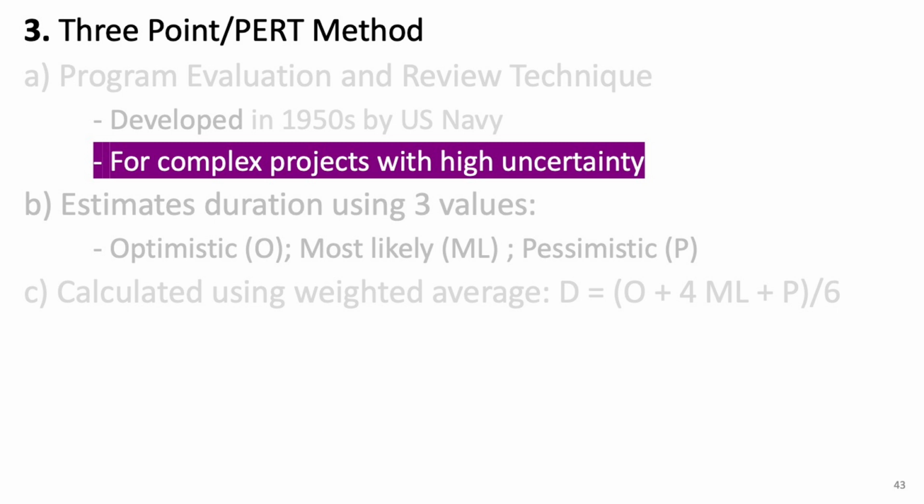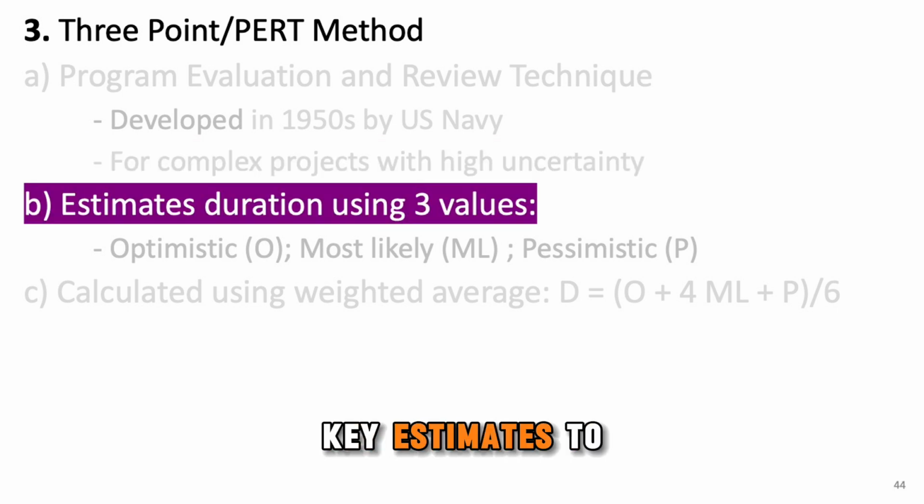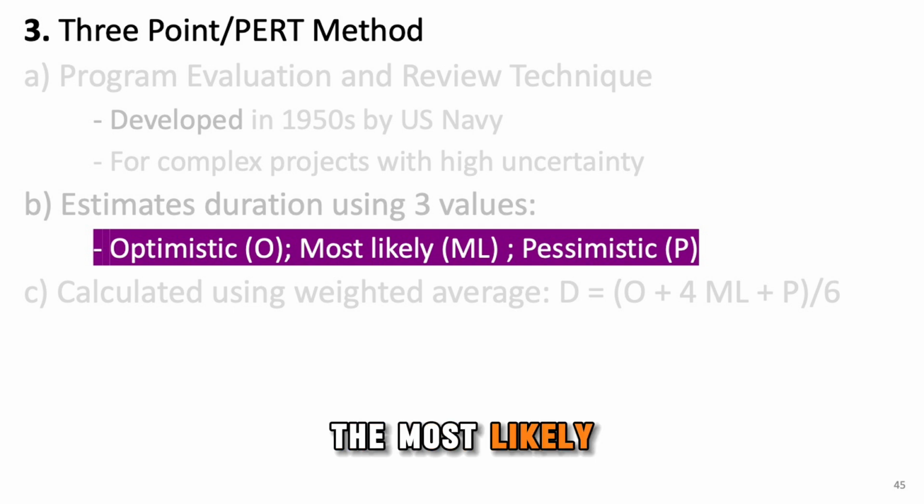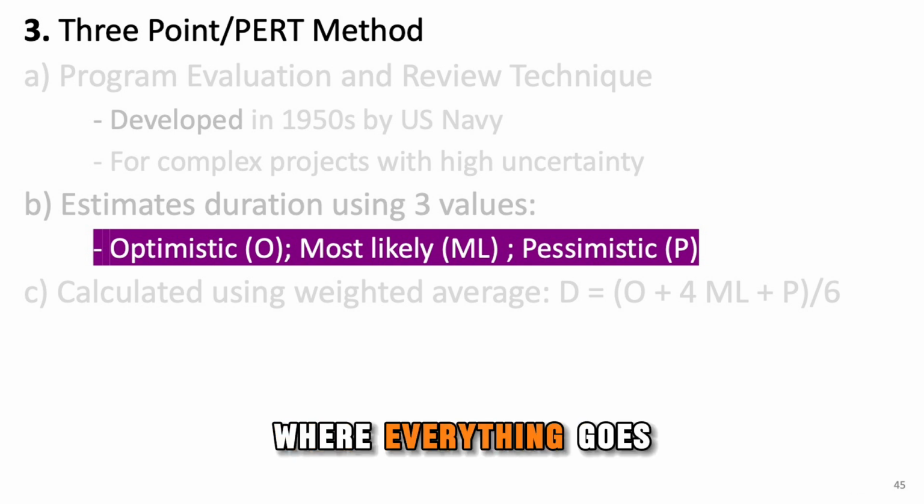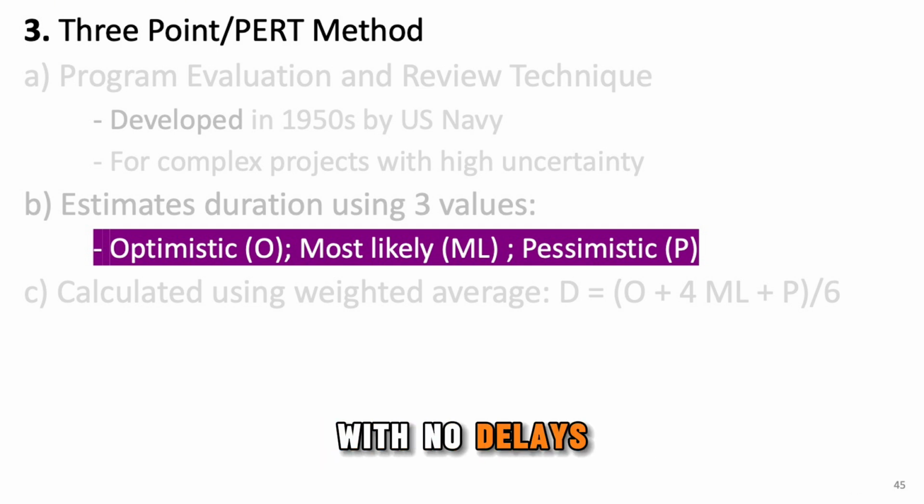conditions. The PERT method relies on three key estimates to calculate activity duration: the optimistic estimate, the most likely estimate, and the pessimistic estimate. The optimistic estimate is the shortest possible duration for completing a task. It represents the best case scenario, where everything goes as smoothly as possible with no delays or issues.